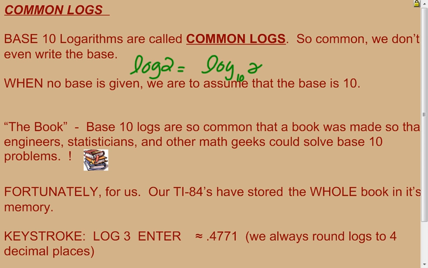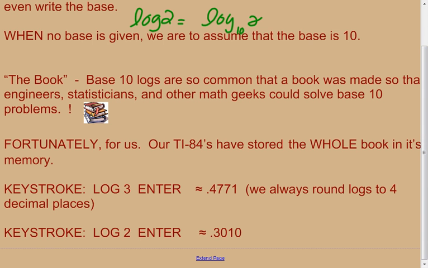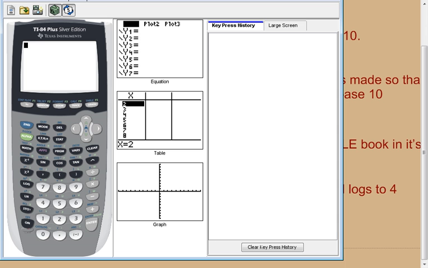So on your calculators, if I ask you to calculate log 3, and again, what that really means is log base 10 of 3, we just don't write that base 10 in there. You do have a log button on your calculator, and you can just press log 3, and you should get 4.771. We round logs to 4 decimal places always, which you're going to have to get used to, but you will need to do that.